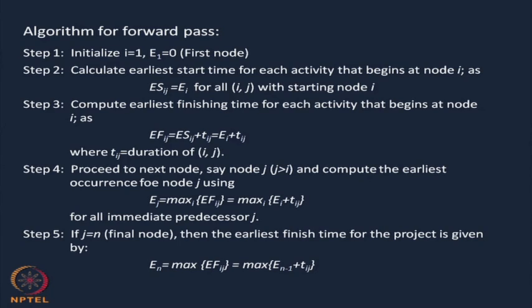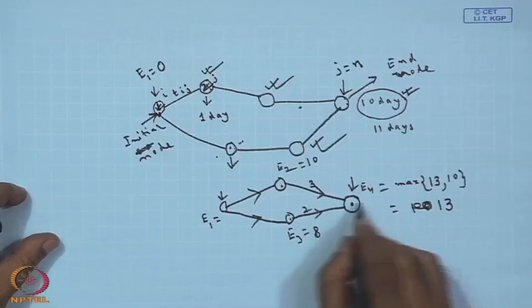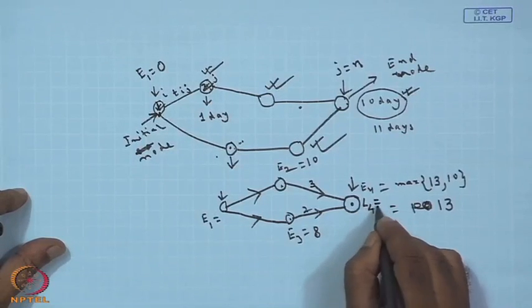Now, let us see the other one, the backward pass calculation. It is just the opposite of the forward pass calculation. We begin from the terminal node of the network, proceed through the network visiting the nodes in decreasing order of node number, and end at the initial node. At each node, we calculate the latest finishing time for each activity.